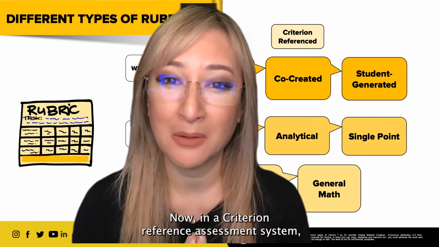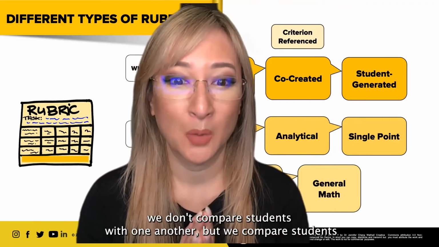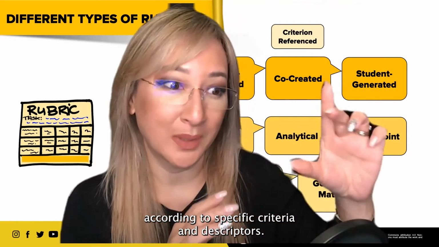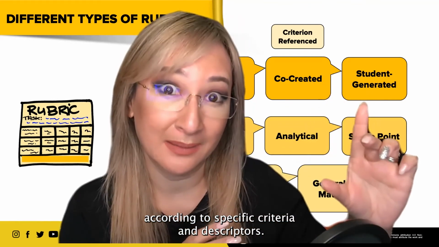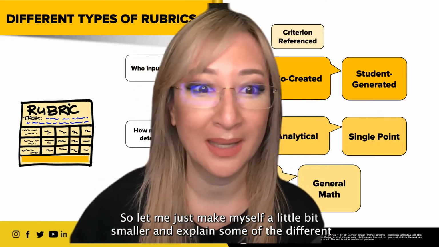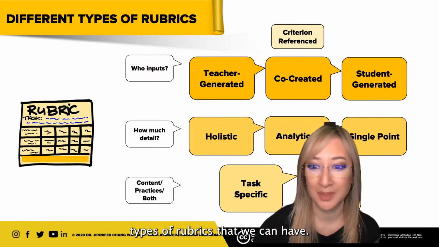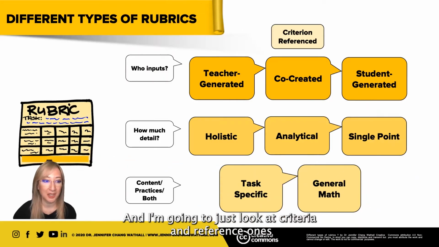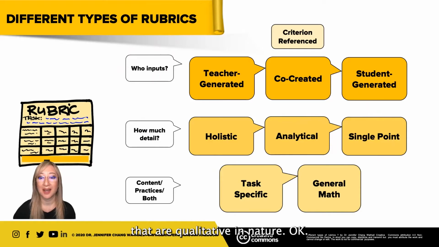Now, in a criterion reference assessment system, we don't compare students with one another, but we compare students according to specific criteria and descriptors. So let me just make myself a little bit smaller and explain some of the different types of rubrics that we can have. And I'm going to just look at criterion reference ones that are qualitative in nature.